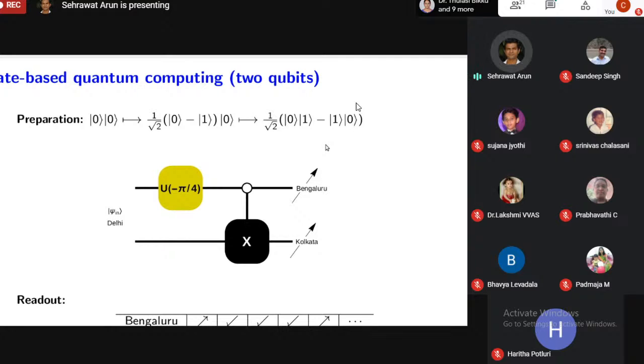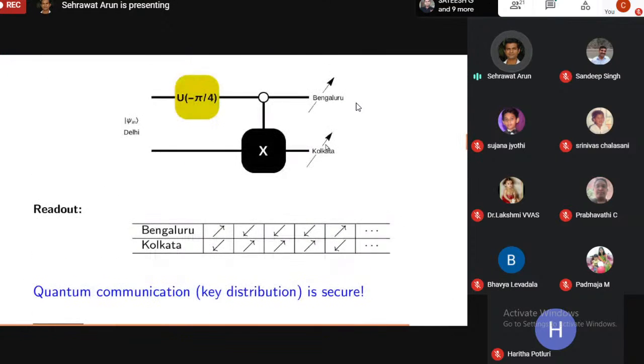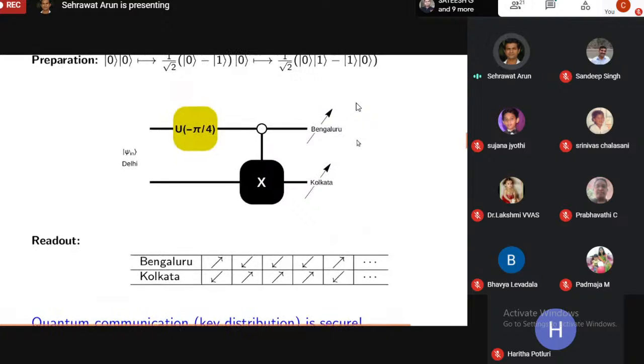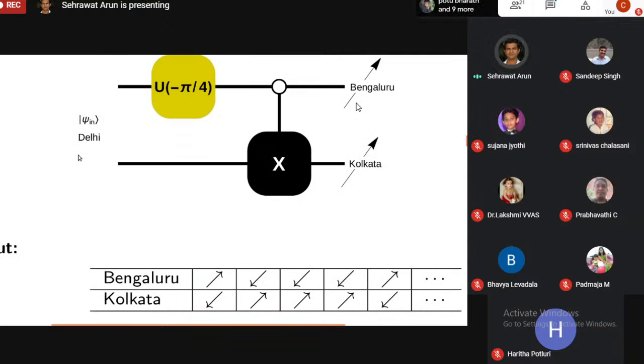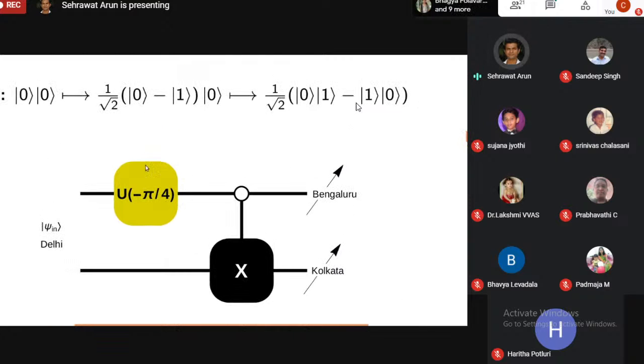So where can we use this 2 qubit state? Basically we use it for quantum cryptography. This is the scheme I am telling you. What is quantum cryptography? You want to send a secret message from Kolkata to Bangalore. There is a service provider from Delhi. It provides you these 2 qubits: it performs this operation, and then this operation, and then it gets a Bell state. So 1 qubit goes to Bangalore, another qubit goes to Kolkata.